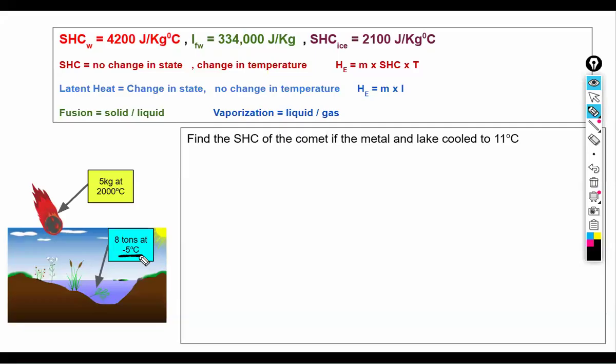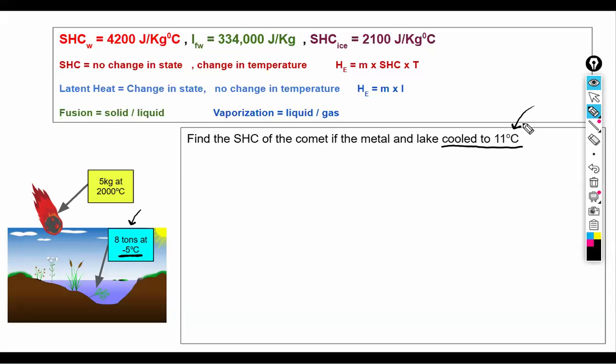He will say that there's a lake, it has 8 tons of ice in it, and the ice starts off at -5 degrees. And at the end of the experiment, when the comet crashes into the lake, the temperature of everything levels off at 11 degrees Celsius. That means the comet at the end of the question reaches 11 and the ice warms up to 11.